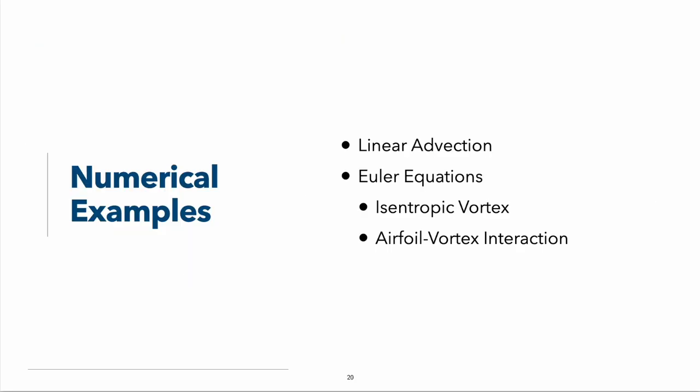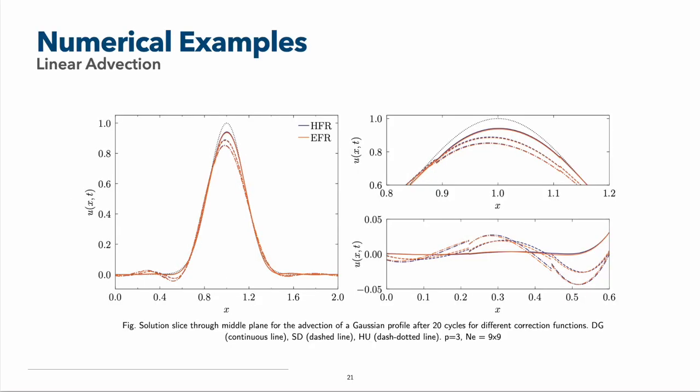To validate our spectral and performance analysis, we perform a set of numerical examples involving linear advection and the Euler equations. Specifically, we have the isentropic vortex problem and an airfoil vortex interaction problem. For a linear advection problem, we quickly analyze the numerical error considering a slice of the solution after a Gaussian profile that advects for 20 cycles over a domain.